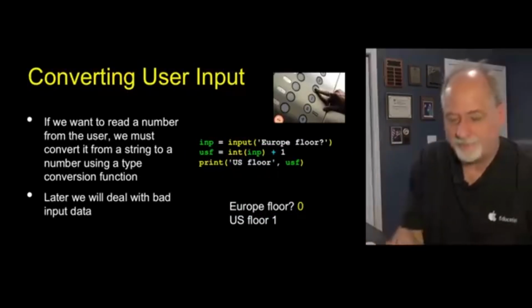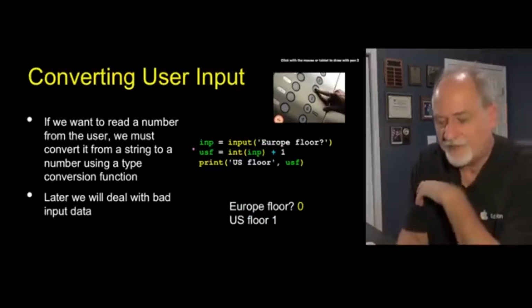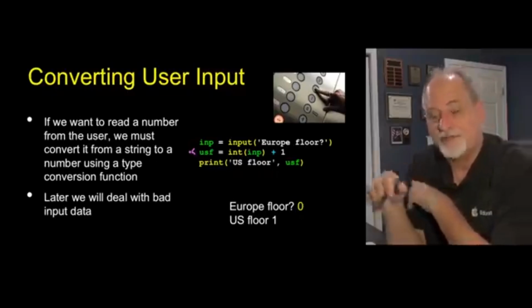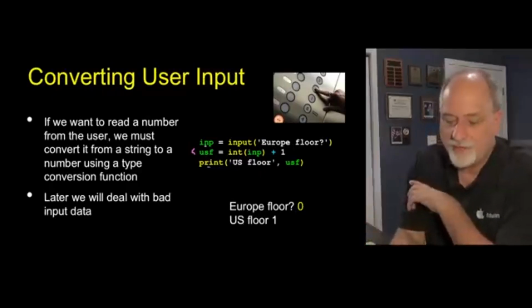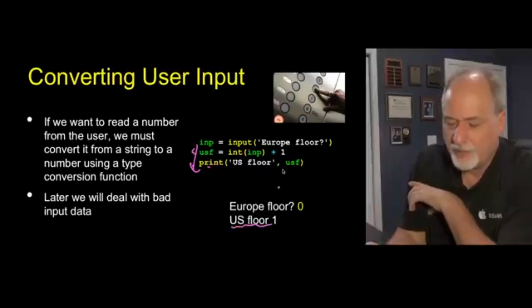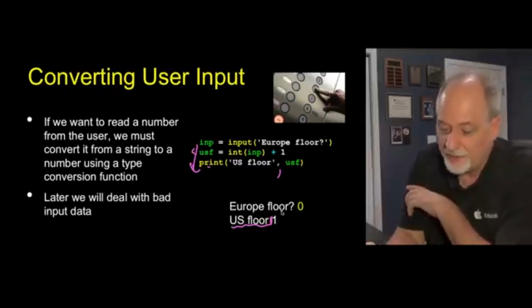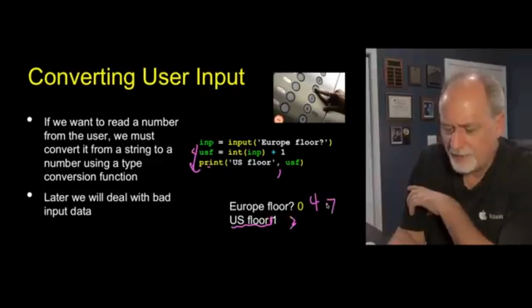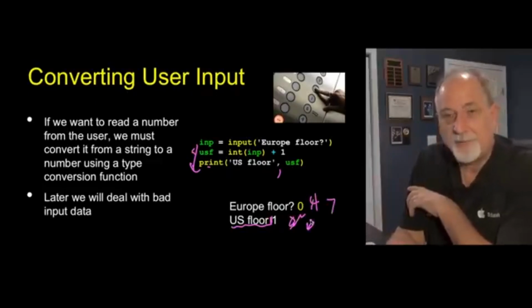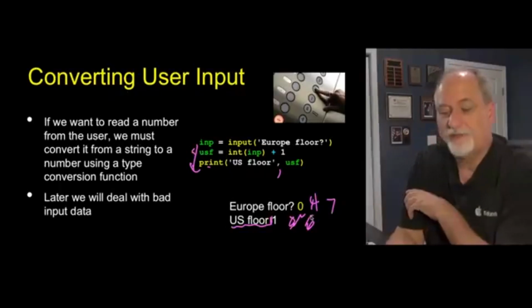And so at this point, USF has the United States floor that's equivalent to the European floor, and then I just fall down and I do a print statement. Print out US floor, comma, that's this space right here, and then whatever the contents of the US floor variable is. And you could see that I could write this on 4, and it would say 3. I could write this and say 7, and it would say 6. This is an amazing program. It converts floors in a European numbering scheme.